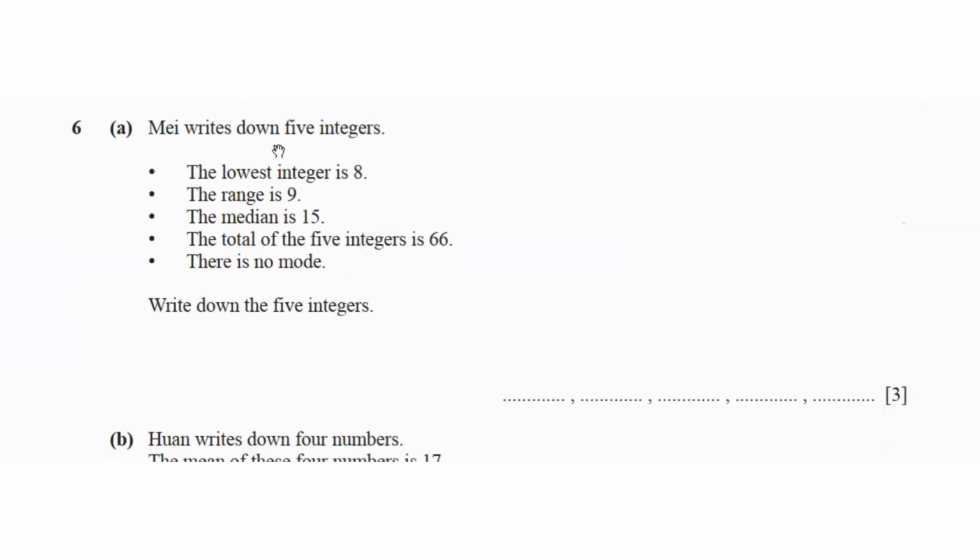Question 6 says, May writes down 5 integers. The lowest integer is 8. The range is 9. The median is 15. The total of the 5 integers is 66. There is no mode. Write down the 5 integers. So lowest is given as 8. Median is given as 15. So there's supposed to be 5 places. And the range is 9.